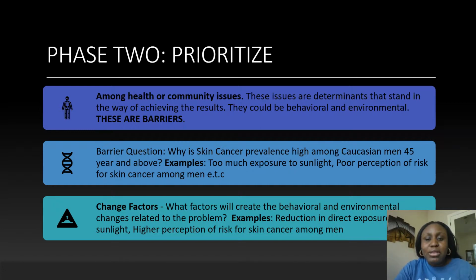And what are you going to be sitting there with them to do? You want to sit with them to identify what are some issues that are making smoking prevalence super high in the county, right? So there are two things you want to prioritize. You want to prioritize among the health or community issues, right? So in this case, I'm not saying you have to go into the community and begin to start asking them what are the problems you all face. Of course, at a different level, you can do that.